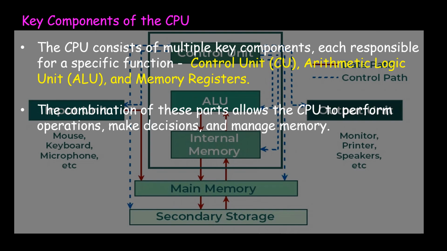And the arithmetic logic unit, or the ALU, is like the calculator, performing all the math and logical operations like adding numbers or comparing values. Meanwhile, the memory registers are small, super fast storage spaces inside the CPU, holding data that's being worked on right now. Together, these components allow the CPU to process instructions, make decisions, and manage memory, enabling the computer to perform tasks quickly and efficiently.